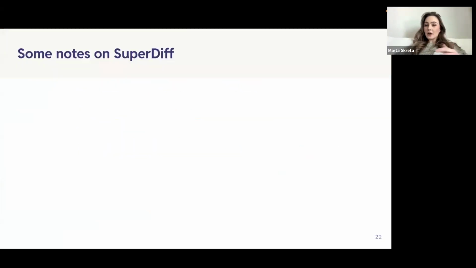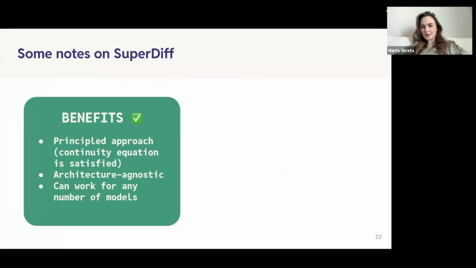Okay, so some notes on why this method is nice, and maybe some notes on caution before everyone goes and uses this density estimator. The benefits are that this approach is principled in the sense that we ensure that the continuity equation is satisfied everywhere with any of these combinations, both mixture and sampling from equal densities. It's also architecture agnostic.